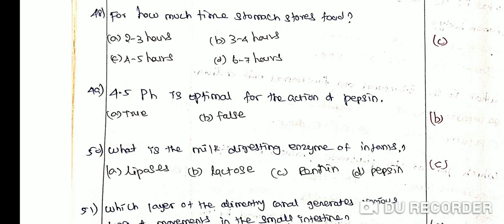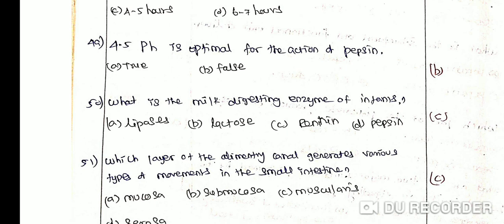4.5 pH is optimal for the action of pepsin. Option A true, option B false. The correct answer is option B false. Hydrochloric acid provides the acidic pH 1.8, which is the optimal pH for action of pepsin. The mucus and bicarbonate present in the gastric juice play an important role in the lubrication and protection of the mucosal epithelium of the stomach.